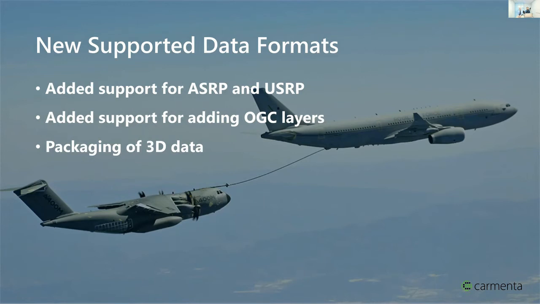Another thing that we added was the support for OGC layers. That is web-based services such as WMS and WMTS that you now can add as background maps in your configuration. And then when you deploy the configuration to your end system, it will talk directly to the web server that you have pointed out. And we also added support for packaging 3D data in Collada format that makes it possible to package your 3D data for Carmenta Engine-based applications.